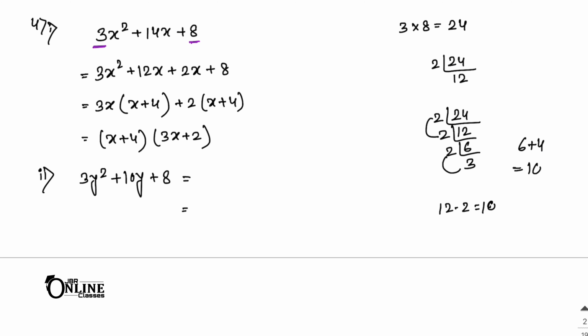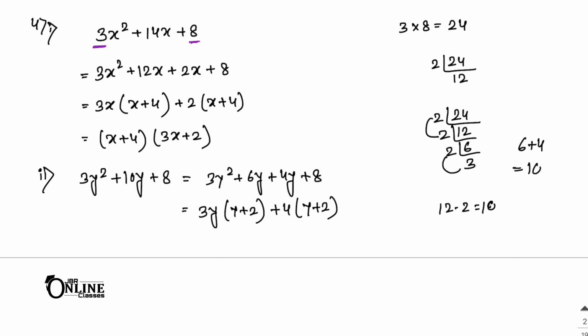So here you can write this as 3y square plus 6y plus 4y plus 8. As here 3y is common, it becomes y plus 2, and as here 4 is common, it becomes y plus 2. That means the first one has y plus 2, and the second one also has y plus 2. So now you can take y plus 2 common as a factor, and the next one will be 3y plus 4. That is your final answer.